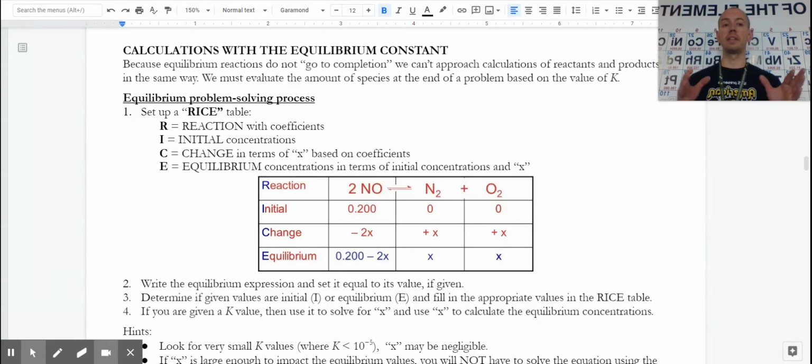So this video and the practice problems that go along with it are the heart and soul of the equilibrium unit. So even if you don't need to watch the videos for some of the other practice problems, make sure you do for this. So the equilibrium constant is our ratio of products to reactants.